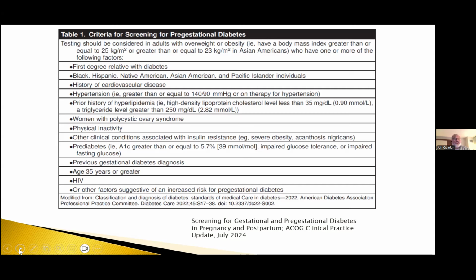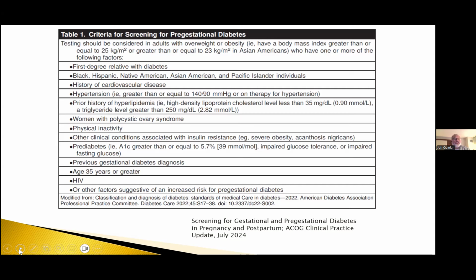And I'm not going to go through each of these individually, but I think you see, if I think about the population that we see at the University of Iowa, I would say a large percentage of the patients we see fit into this category where they may actually have pre-gestational diabetes. And in our practice, we do end up doing a lot of screening of women in the first trimester when they present, because we're concerned about that risk of pre-gestational diabetes.